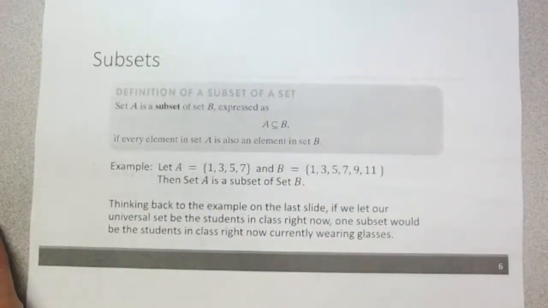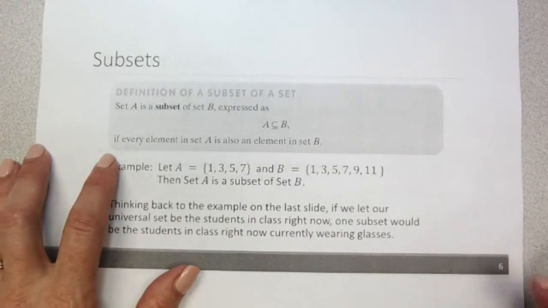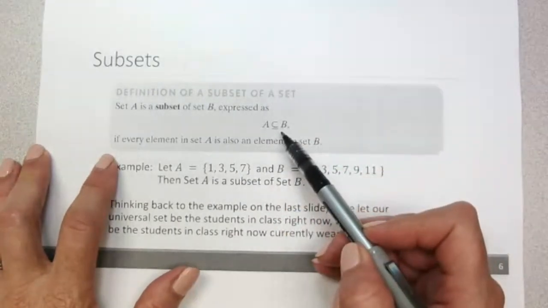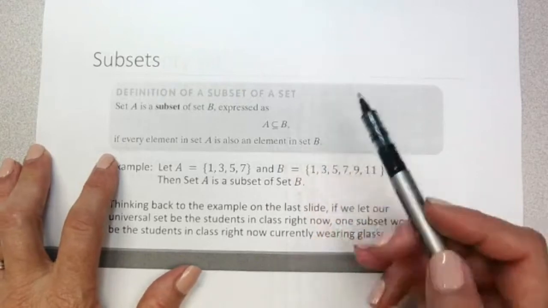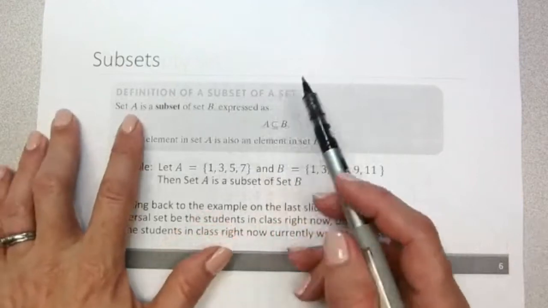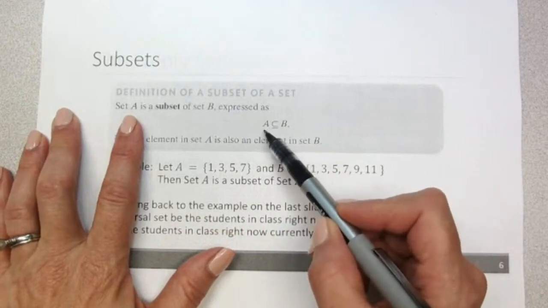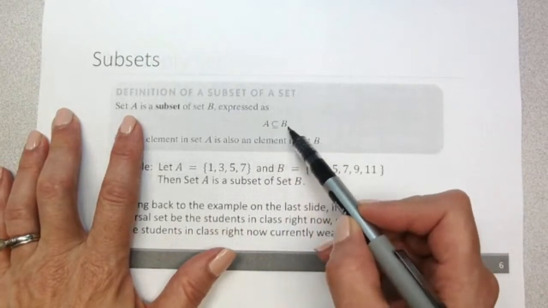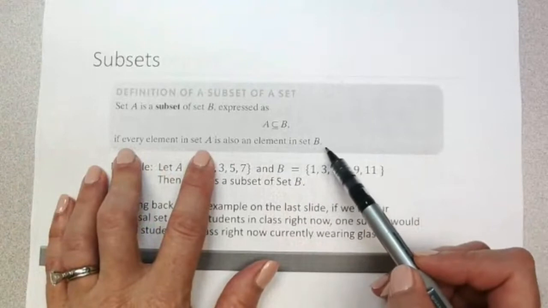A subset is a set of the universal set, or it could be a subset of another set, that contains only elements that are in the universal set, or the other set that it's a subset of. We have a symbol that we use to refer to subsets. It's sort of like a squished down, stretched out C with a line under it. If set A is a subset of set B, we would express that with this symbol. This statement reads A is a subset of B. This would be true if every element in set A is also an element of set B.